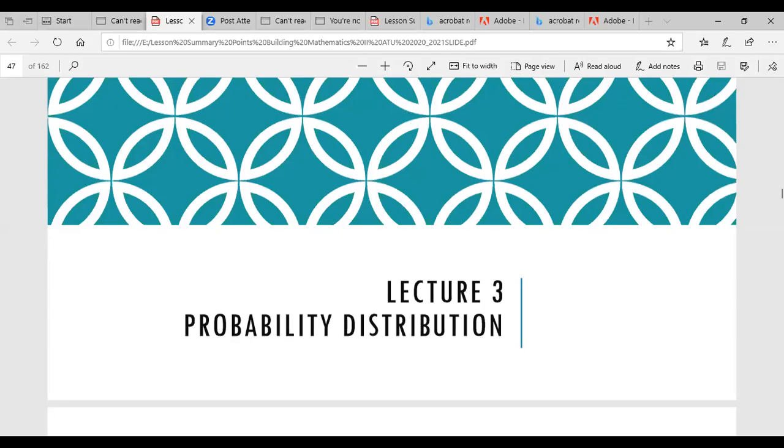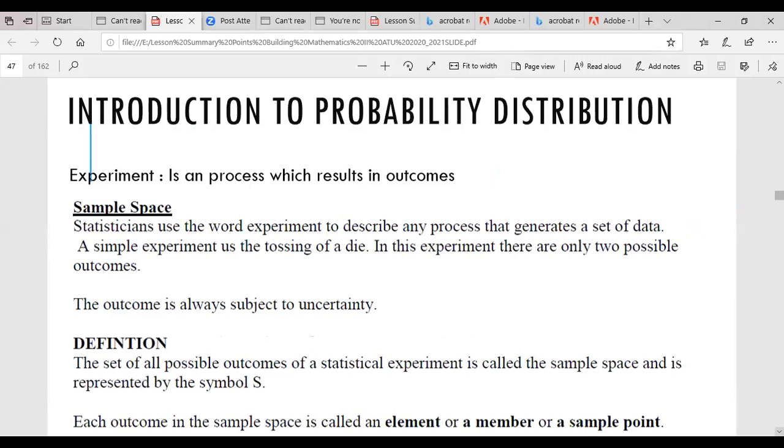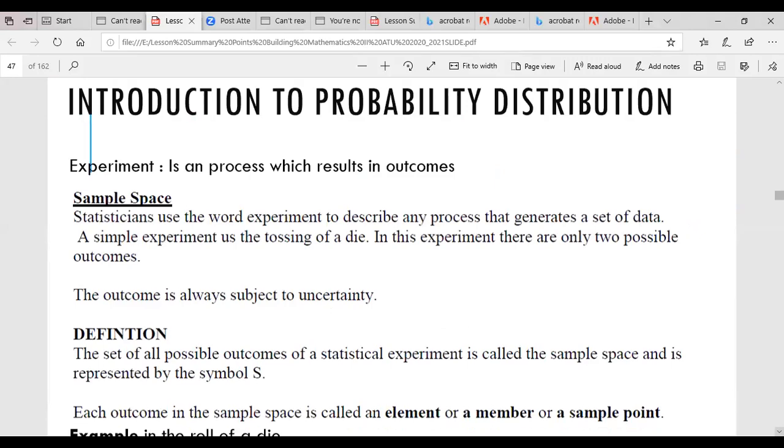Yeah, so this is our next session, which is on probability distribution. I want to know what it means and the concepts in relation to probability distribution. So we first want to look at some terminologies in relation to probability distribution. Then we'll move on to random variables and then look at the various kinds of distributions.